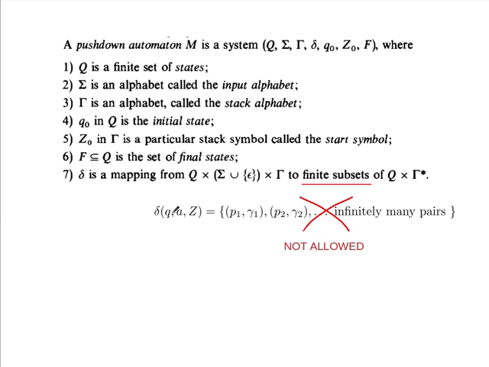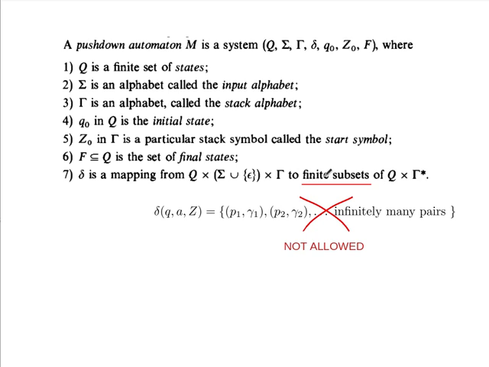And then this maps to what? A finite subset of pairs. The first component of the pair is a state, which is the next state. And the second component is a string over stack symbols, which is supposed to replace this top stack symbol, right? But it has to be a finite subset, so you cannot have infinitely many pairs here. So we need to explicitly say finite subsets for PDA.